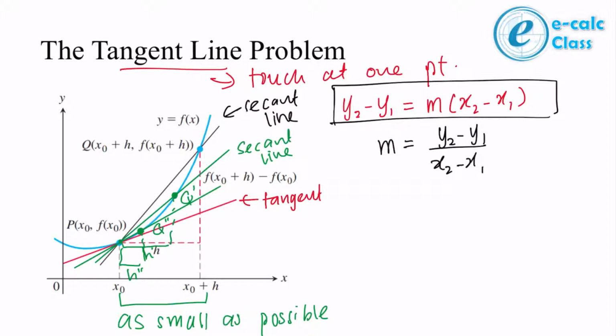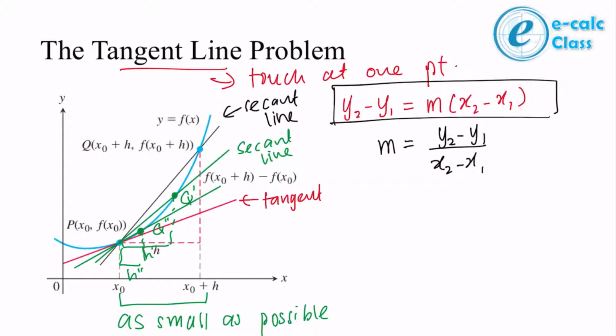So what happens if your h is 0? If your h is 0, it means your x2 minus x1 is 0. Everything divided by 0 is undefined, so we can't have that. But we still want it to be as small as possible. What do we do? We take what we learned in the last topic, which is limits.